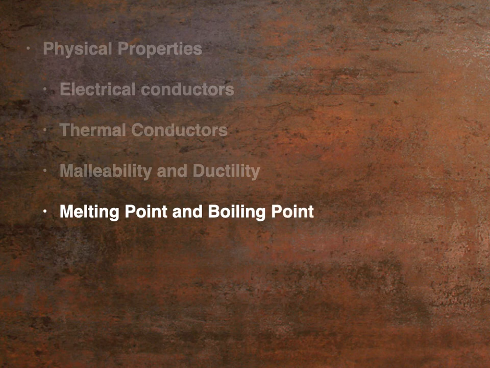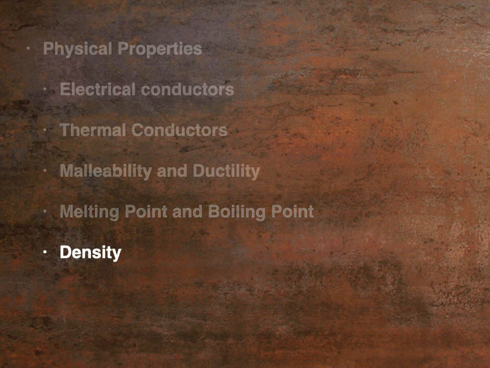That's being able to shape a metal by hammering it and being able to make a metal into wires. Melting point and boiling point you should know about. That's the temperature, notice temperature, at which things melt, and the temperature at which things boil. Density, the mass of each cubic centimetre of a substance. The denser an object is, the heavier it is. And finally, we're looking at hardness. How hard a substance is, fairly straightforward.